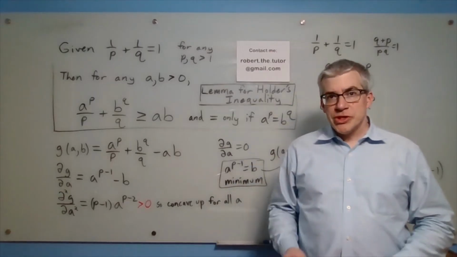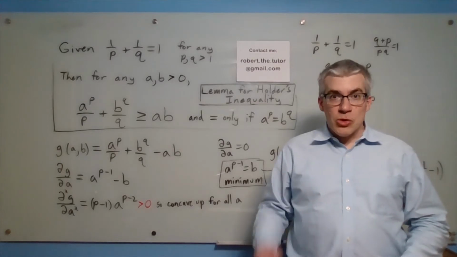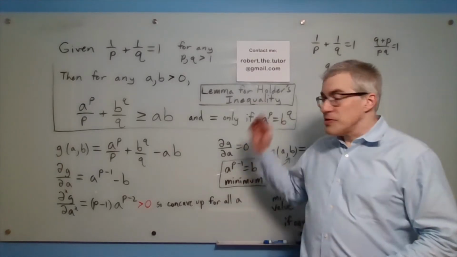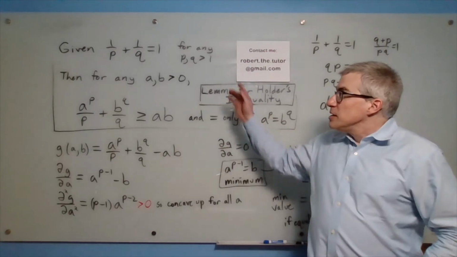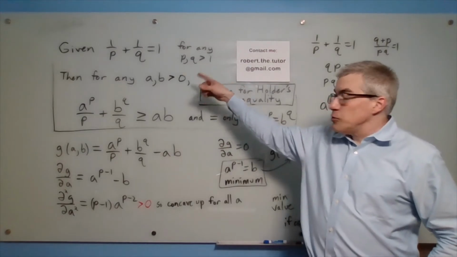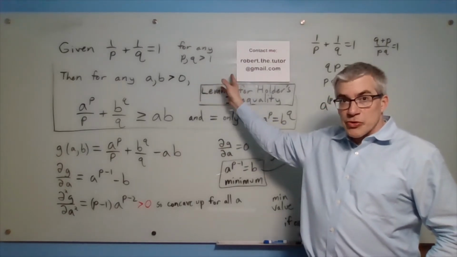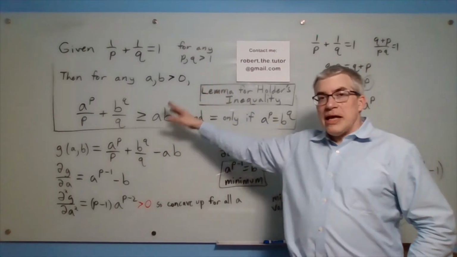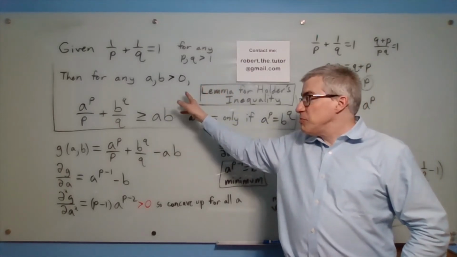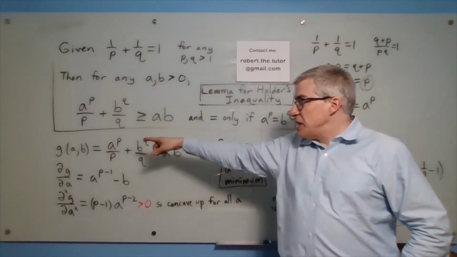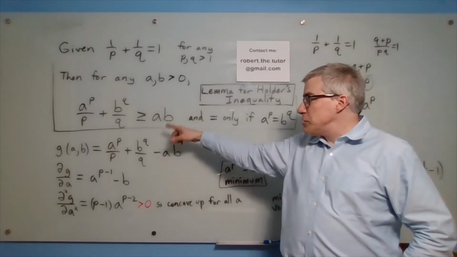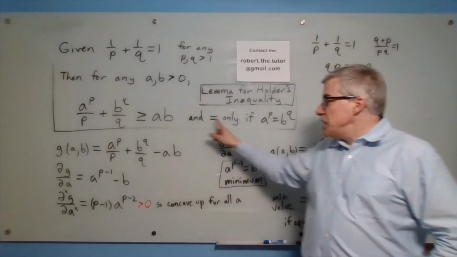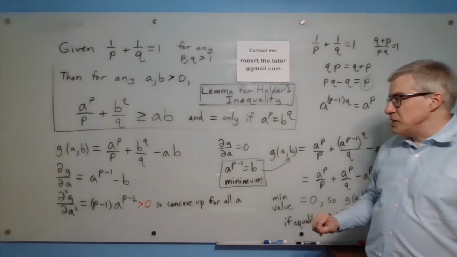The Cauchy-Schwarz inequality is a special case of Hölder's inequality, which depends on this lemma. Given 1/p + 1/q = 1, so p and q are both greater than 1, for any real positive a and b, a^p/p + b^q/q is greater than or equal to ab, and they're only equal if a^p = b^q.